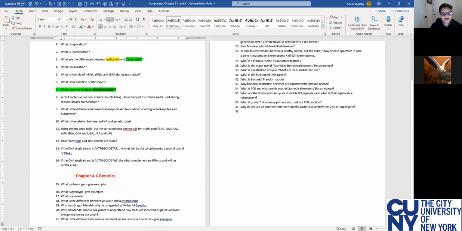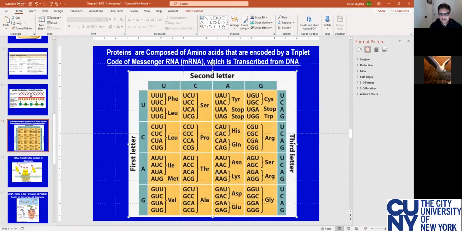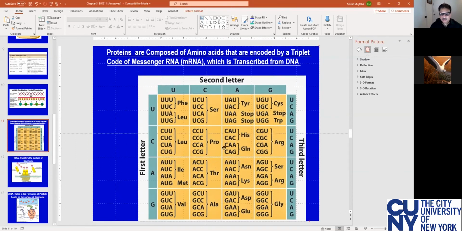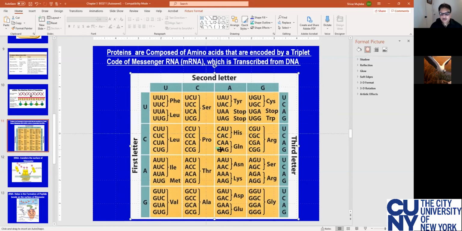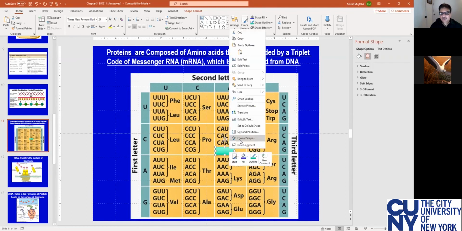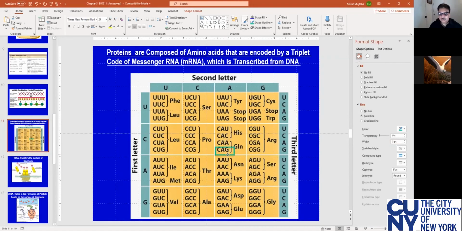I have given here triplet codes, CAG. So CAG, which amino acid does it code for? If you go here and look for CAG, CAG is here, and this CAG codes for the amino acid GLN. GLN stands for glutamine.